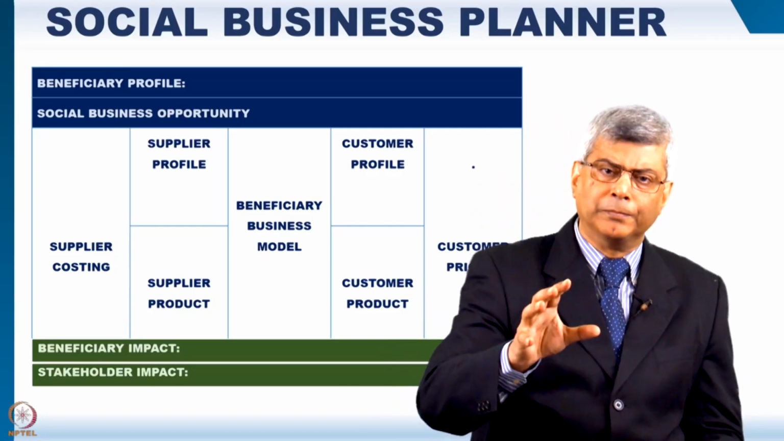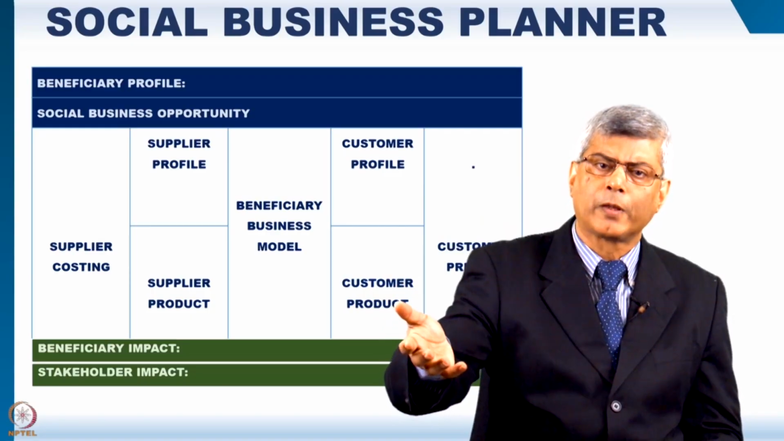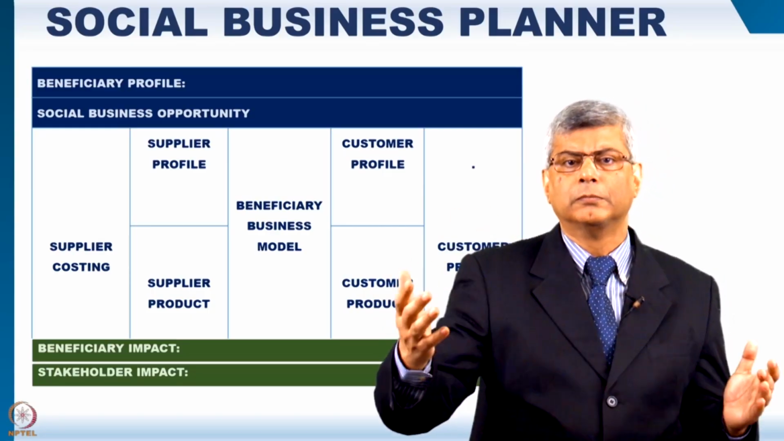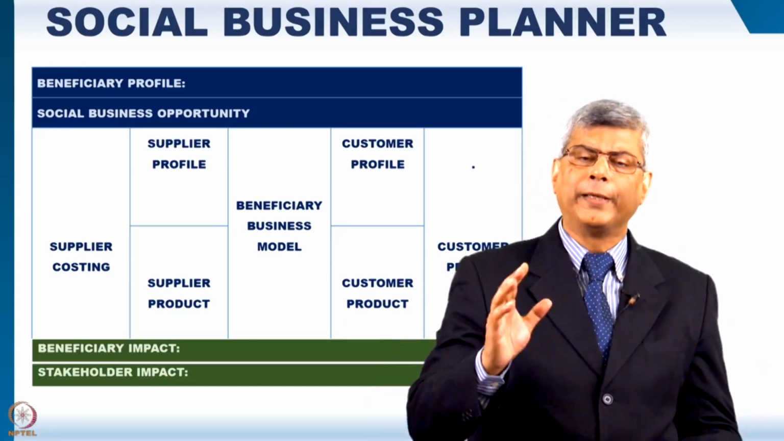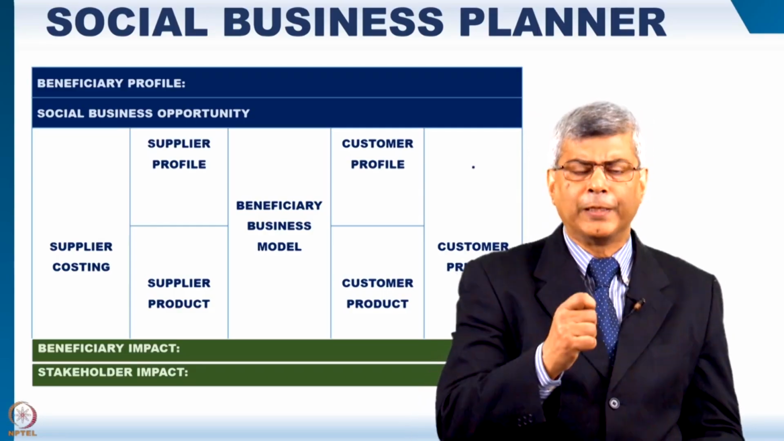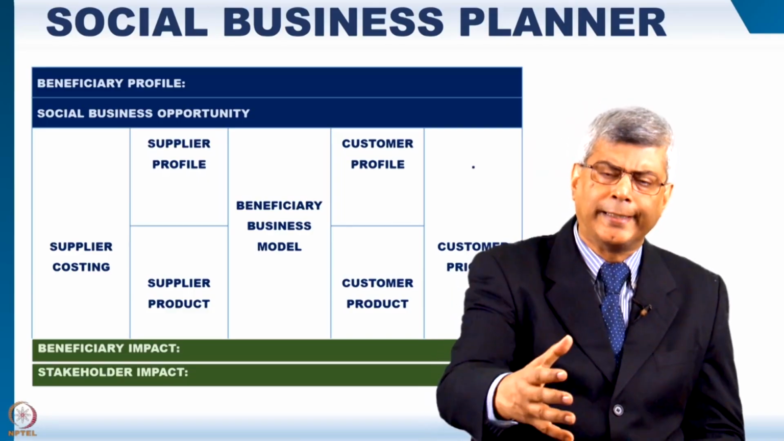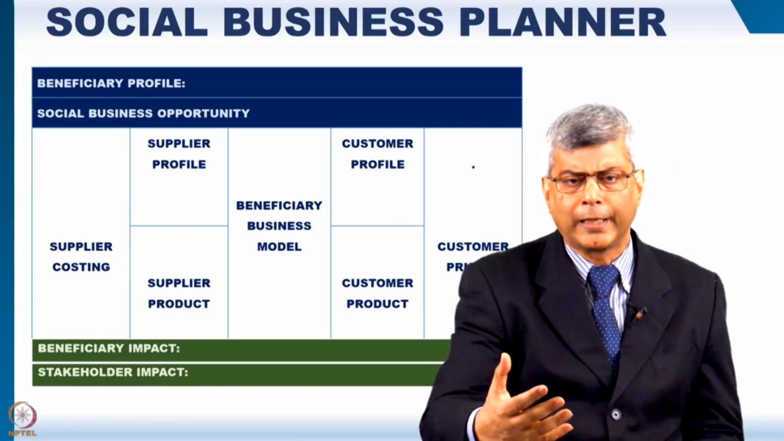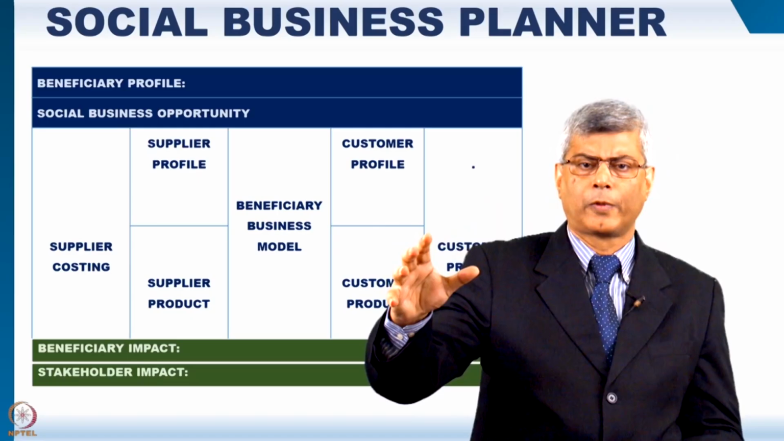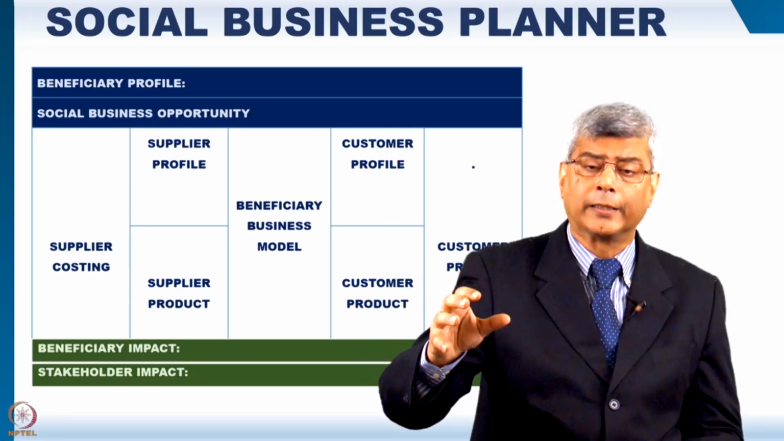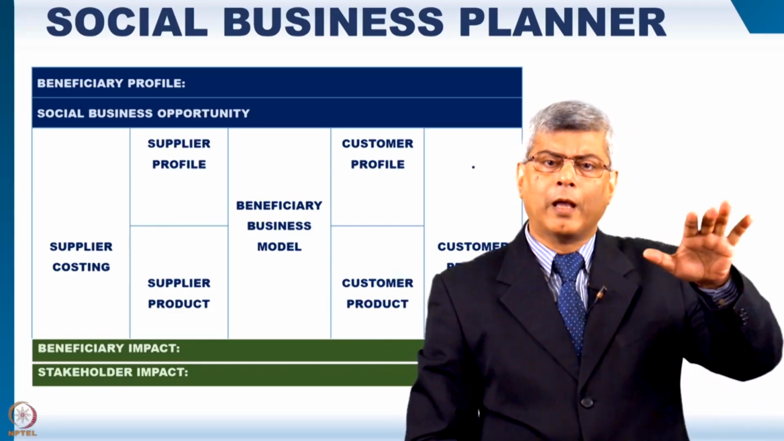Now, when you start selling them, then there's the customers. The customers may be a normal housewife. It could be a normal working professional. It could be any of us. We are then the customers of that beneficiary. And then there's a customer product, which in this case is the incense stick. And there's a customer price. So versus an expensive incense stick, a socially driven incense stick may be much cheaper. So that's the customer side.